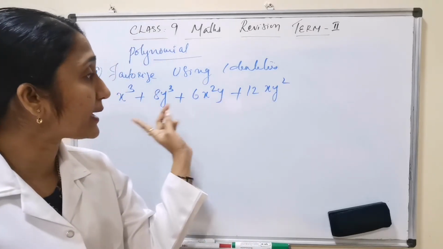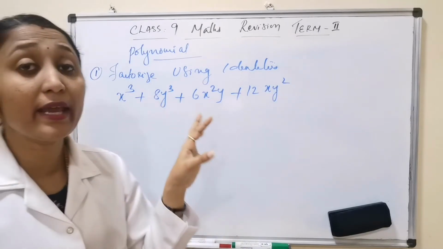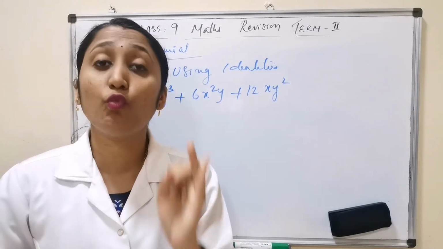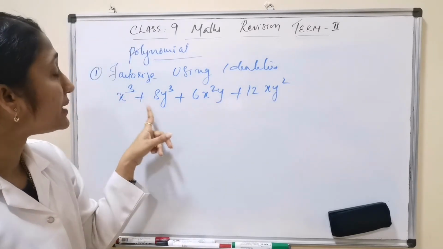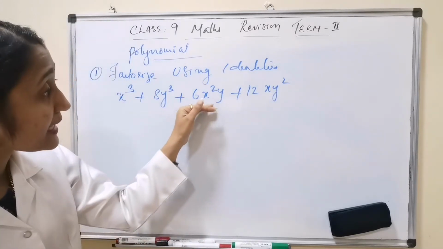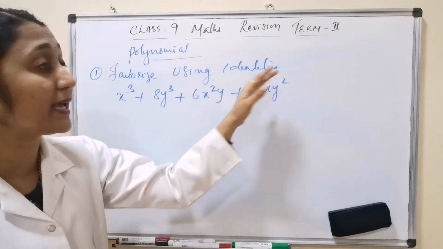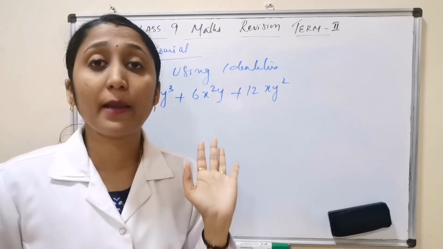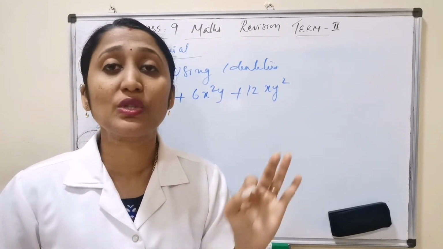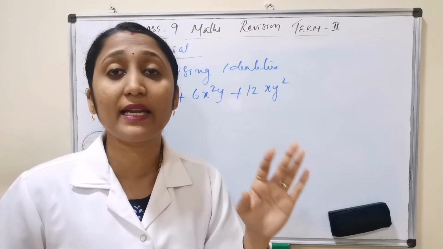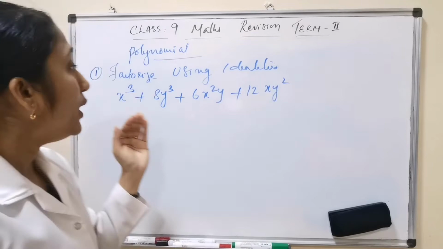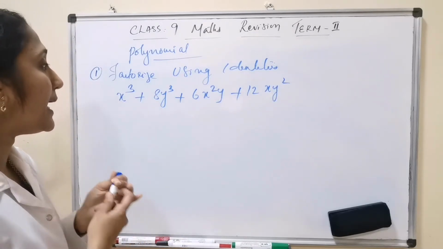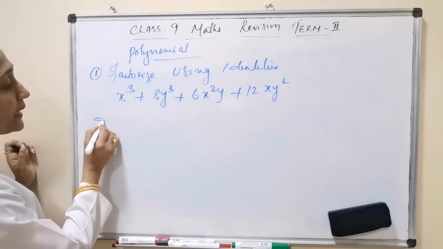Here look at this factorization. Here two variables are there, x and y. So here we have x cube plus 8y cube plus 6x square y plus 12xy square. In these type of problems, we have to choose the correct identity for this. First of all, we have to rearrange these terms.